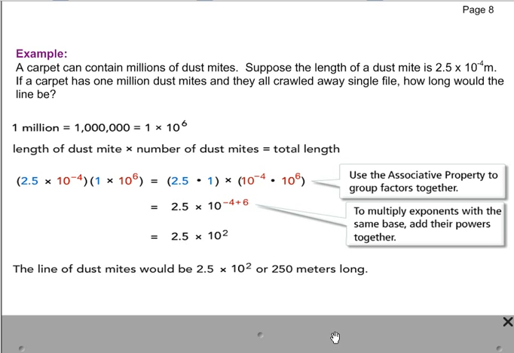10 to the second power is 100. So 2 5/10 times 100 is 250. So the line of dust mites would be 250 meters long.